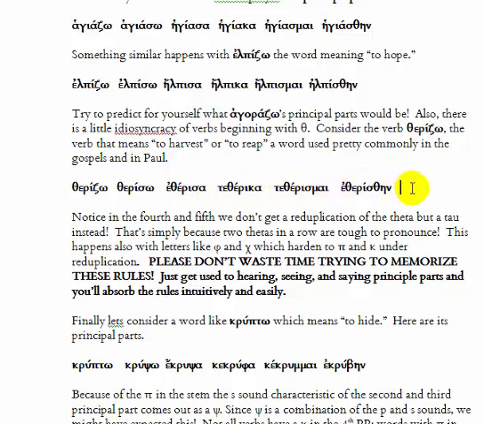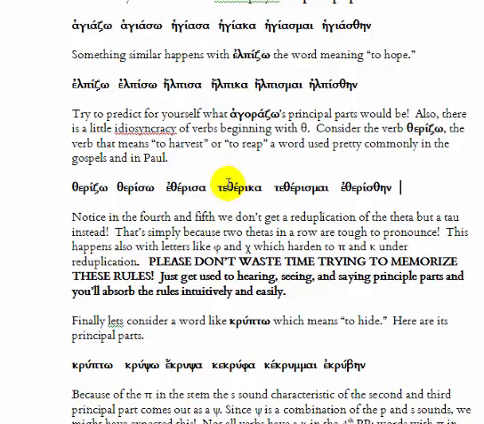Why? Well, you can kind of guess, right? Saying two thetas in a row is kind of awkward. And so naturally, languages tend to smooth out what would otherwise be awkward pronunciations, just for the sake of ease of pronunciation. And that's exactly what happens here.